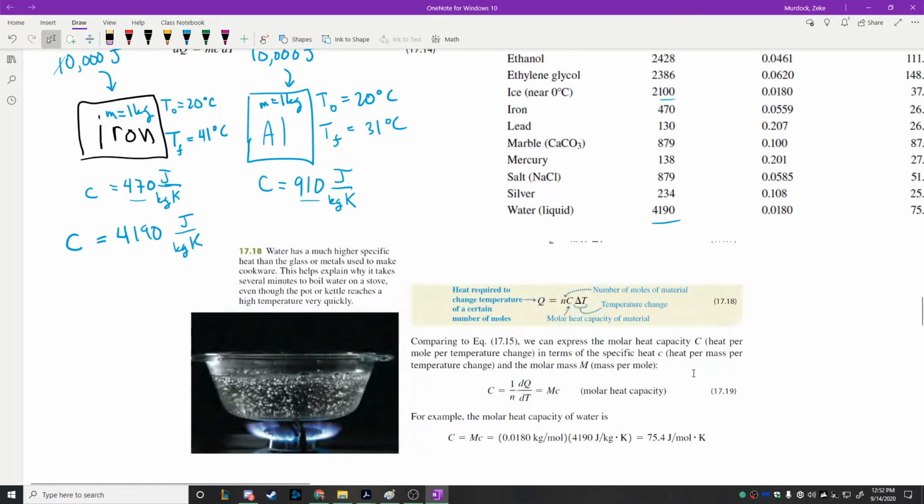I'm also going to mention now, because we're definitely going to be needing this later on, that there is another version of this in which you basically say that if I know the molar mass of an object, the number of grams per mole, and I multiply that by... so what is molar mass? You guys tell me. What is molar mass? What does that mean?